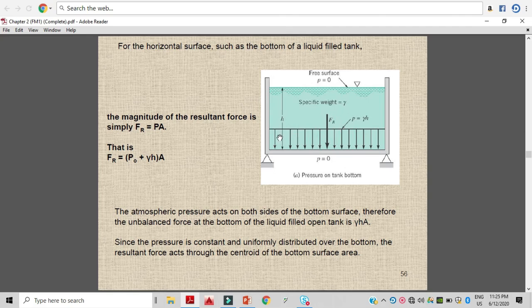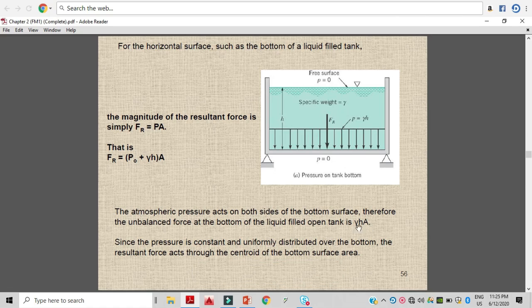Since the distributed pressure on the uniform surface is uniform, therefore the net resultant force will act at the centroid of the surface. Here the atmospheric pressure acts on both sides of the surface, therefore the unbalanced force acting at the bottom of the liquid-filled open tank is γhA.